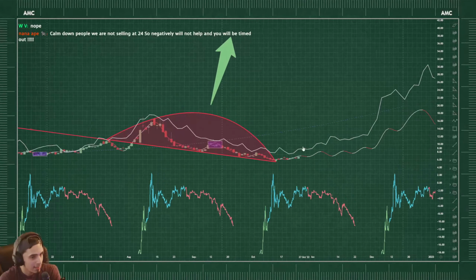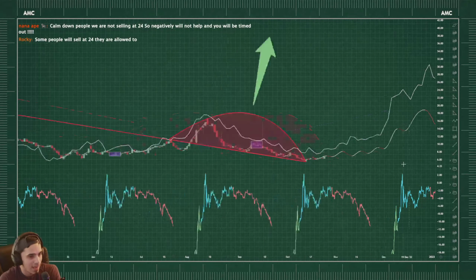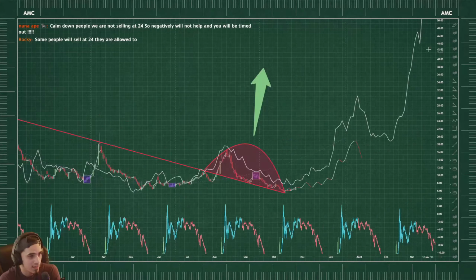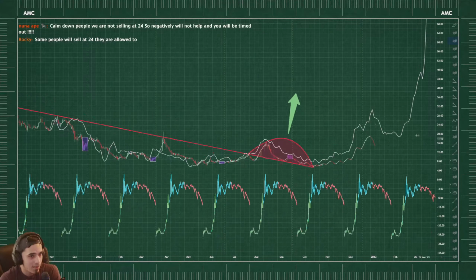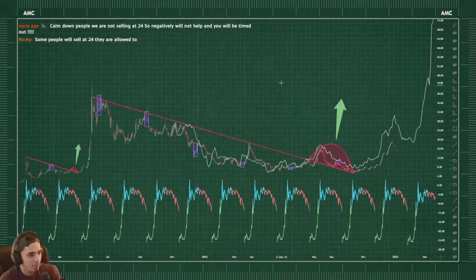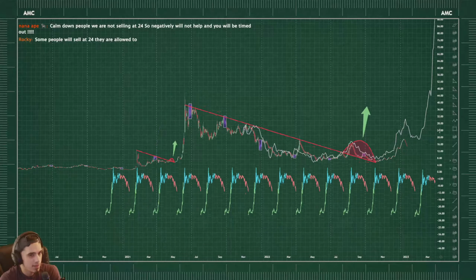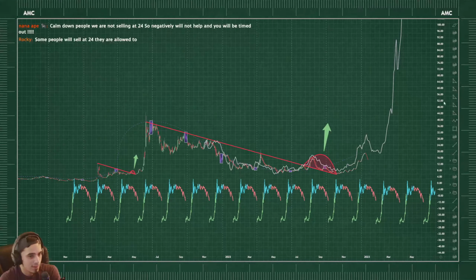Any kind of upside here that gets rejected back down, it's very likely that we're going to do something like this. I just want to come and say it, man, because I think it's important to lay out all the different scenarios here on AMC, as we've seen time and time before. This isn't anything new.